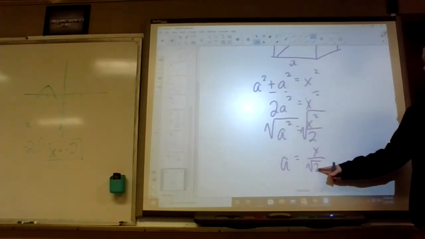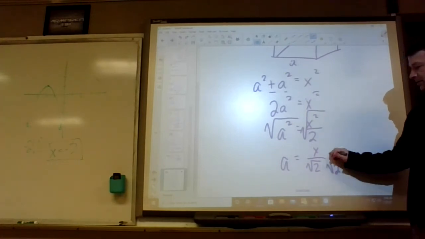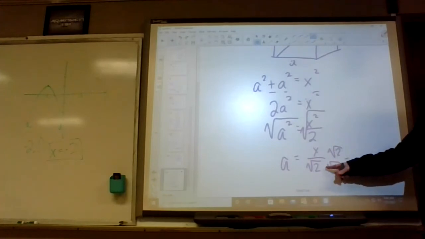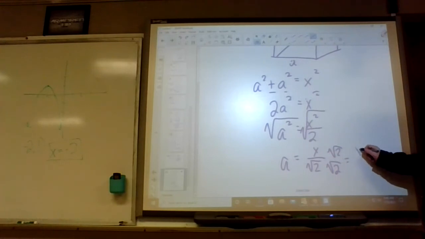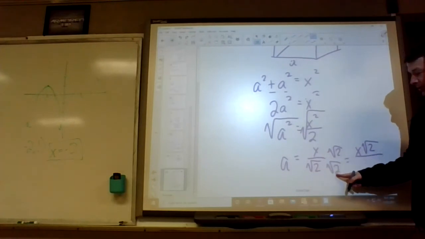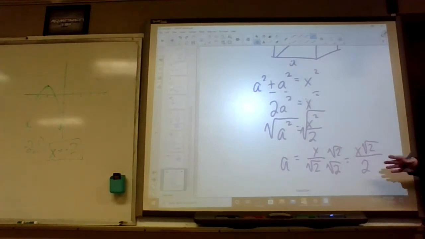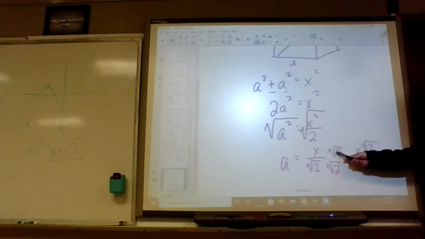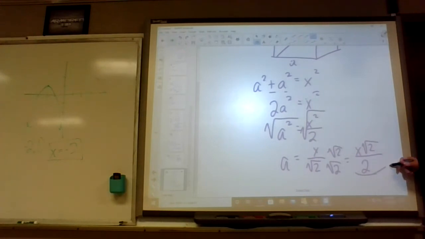Okay, you're not supposed to leave a square root in the denominator, so you do this. Did we do this this year? Probably not. Maybe when we did some Pythagorean theorem problems. So the top is x times the square root of 2. The bottom is the square root of 2 times the square root of 2, which is 2. That's how you get rid of it. This is like multiplying by 1, when you multiply the top and bottom by the same thing, so it doesn't change the value. Anyway, this is one side of the cube.